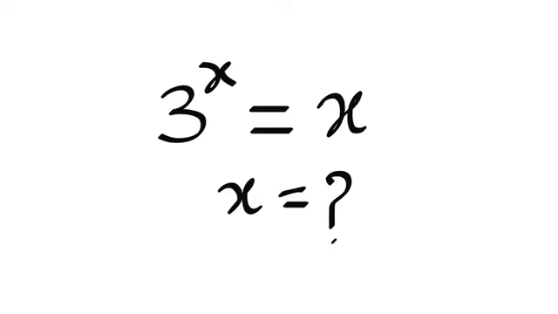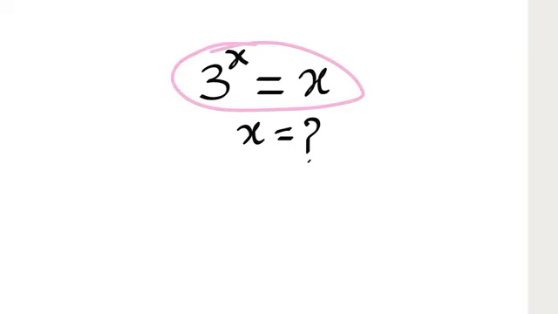Hello everyone, we have this problem: 3 to the power of x equals x. What's the value of x? Now how are you going to do it? From here I'm going to introduce natural log to both sides of the equation.